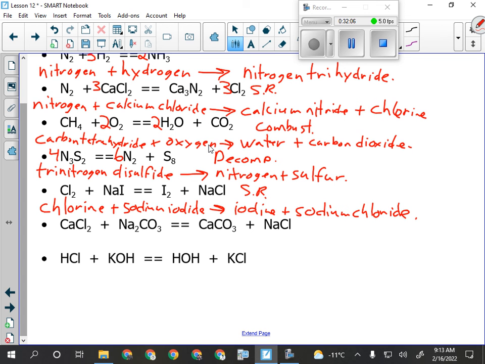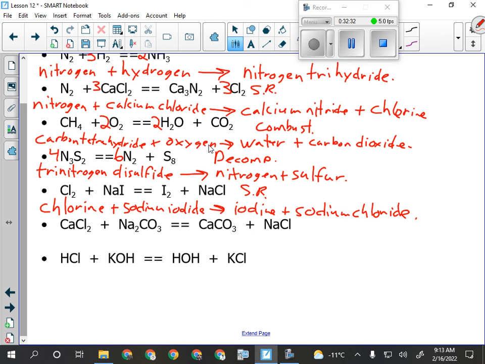What should I start with? Do I have a choice? Biggest number is what? 2. And that means I can start with chlorine or iodine. They're both 2s, and it makes no difference which one I start with. Okay? I'm just going to start with chlorine because it's first. Right? There's 2 chlorines over here, and there's only 1 over here.